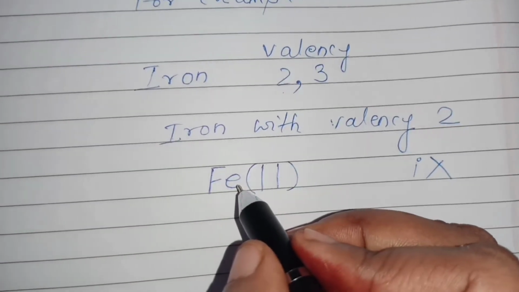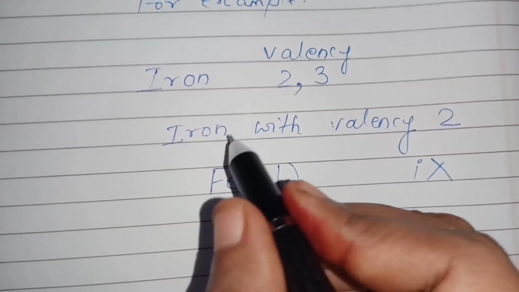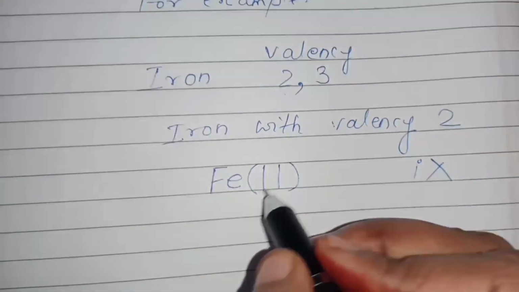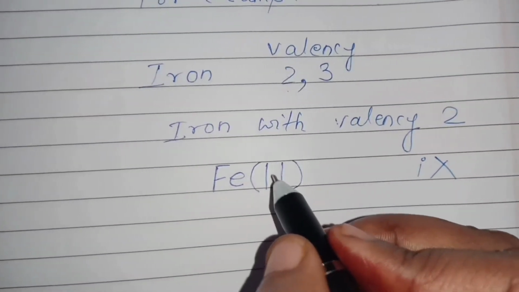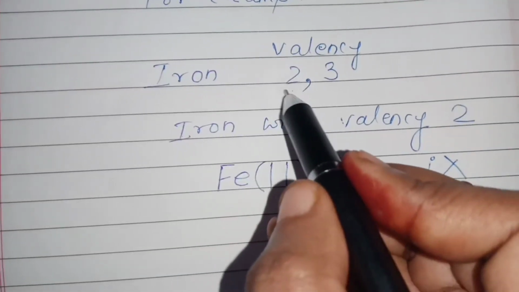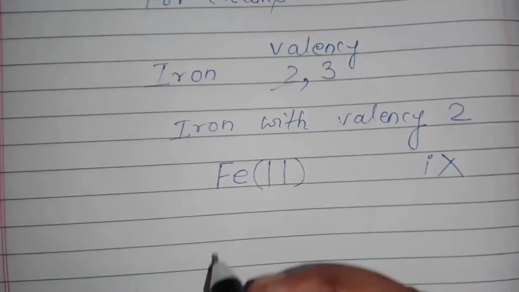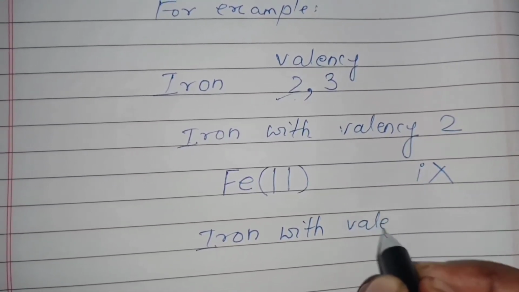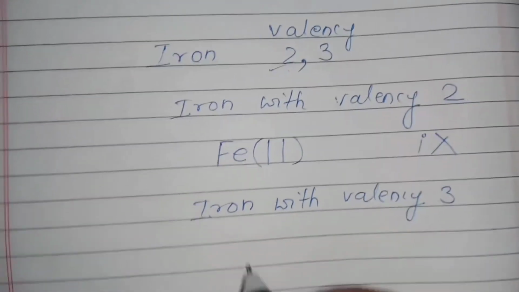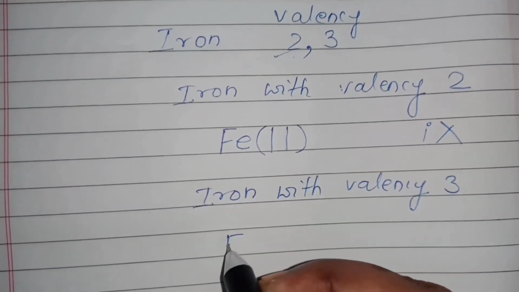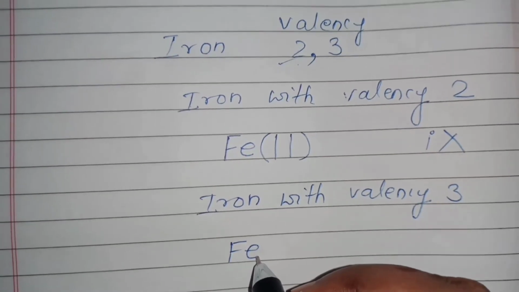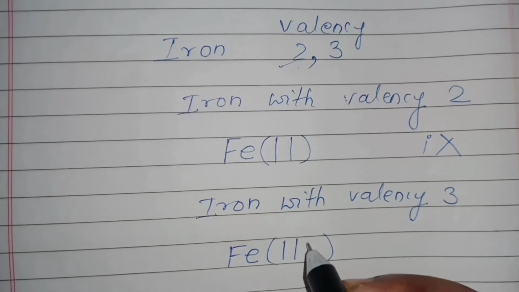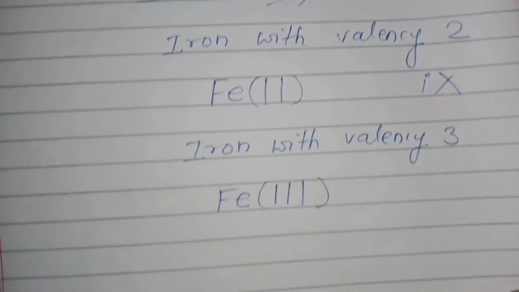We will write the symbol of that particular element. Here I have taken iron, so I have written the symbol of iron, and it has valency 2, so I have written inside this bracket capital Roman numeral 2. Now this was valency 2. Now iron with valency 3, how do we represent it? First we will write the symbol Fe, and then inside the bracket we will write capital Roman numeral 3. So in this way we will represent.